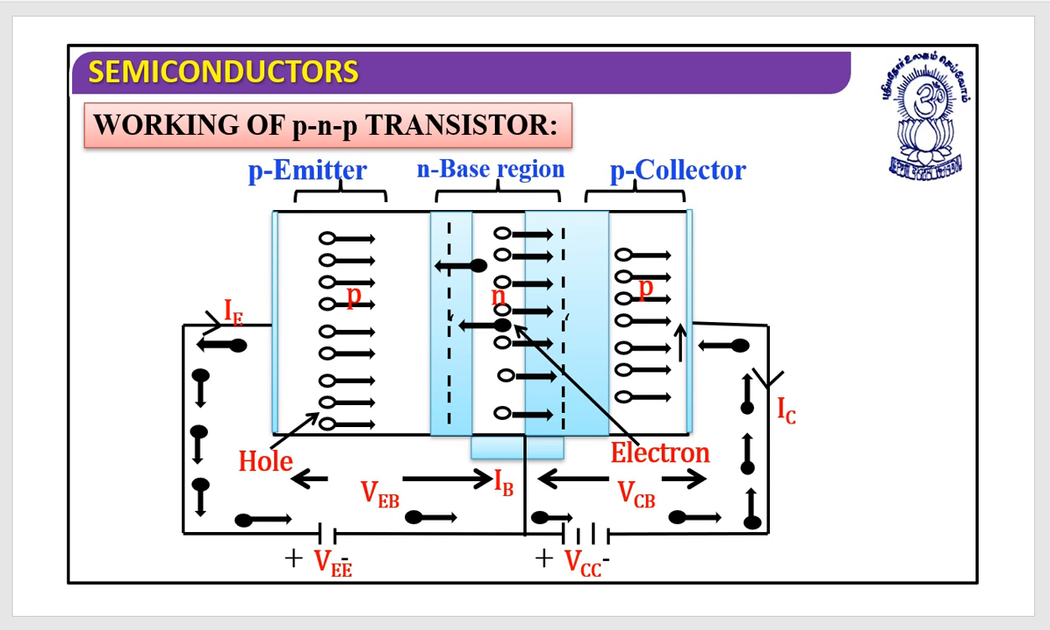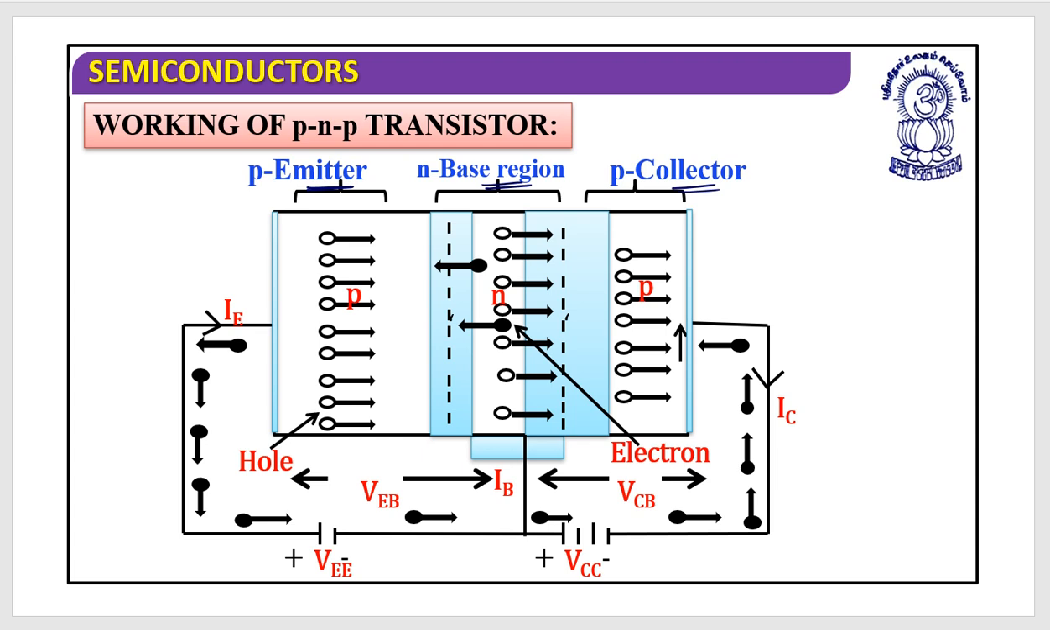This is a cross-sectional view of the PNP transistor. This part is the emitter, this region is the base, and this region is the collector. To this we have provided the biasing too. You are aware of what biasing is: whatever supplies or resistances we attach to the circuit from the external world are known as the biasing of the circuit.